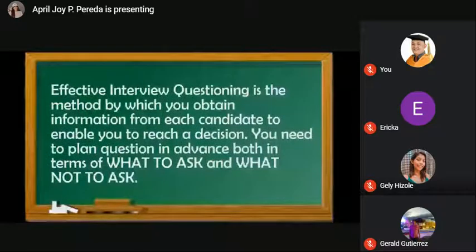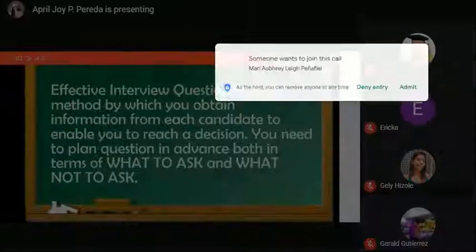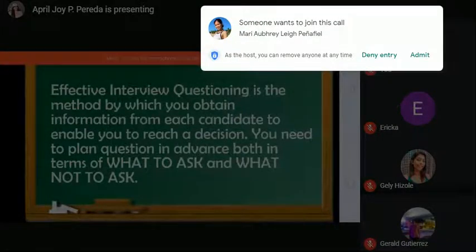You need to plan questions in advance, both in terms of what to ask and what not to ask. So, it's all about asking the right question in the right way and gathering relevant and reliable information about them. Finding out if the candidate has the skills for the role, whether they are motivated to succeed, and if they are a good fit for the company, and using particular questioning techniques during the interview. By using the right questioning techniques and communication skills, you draw out the suitable candidate.